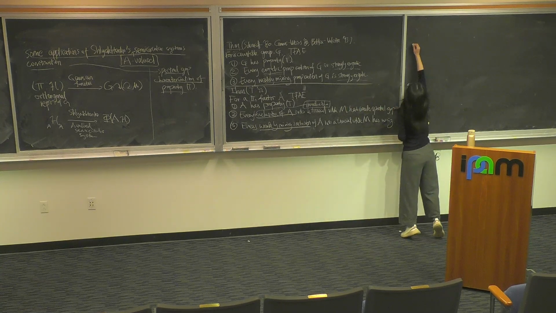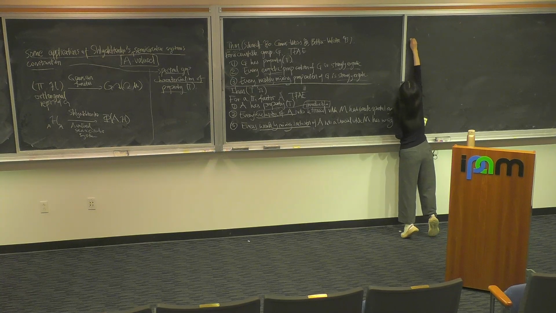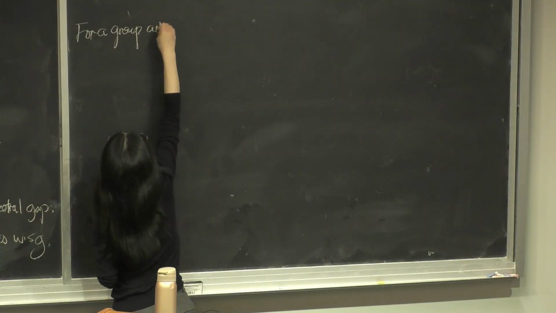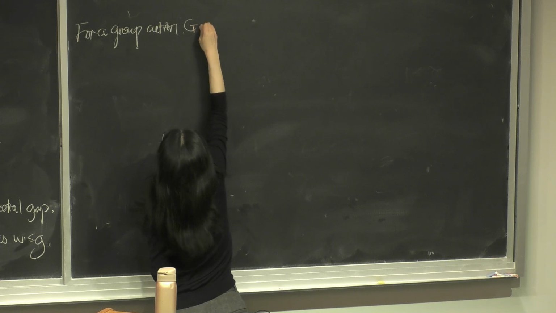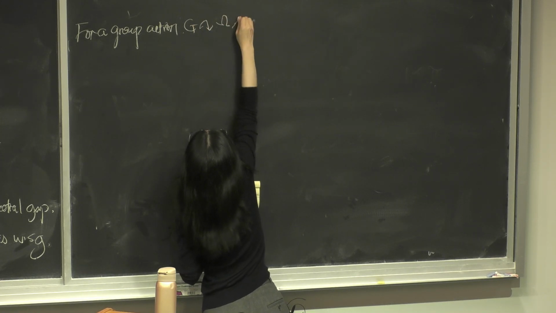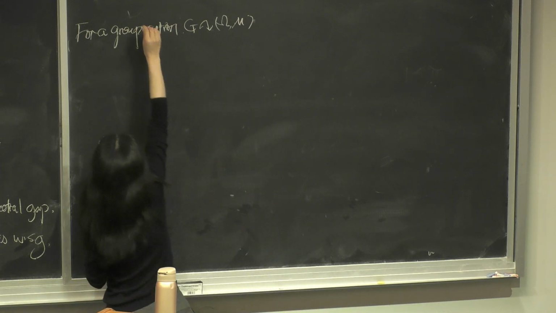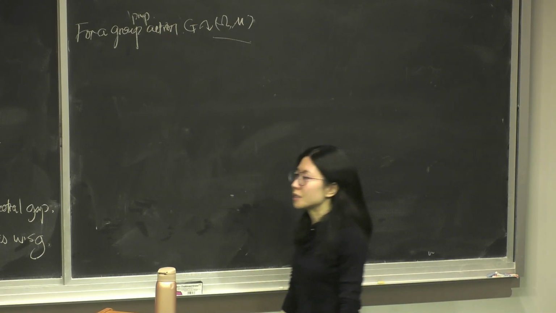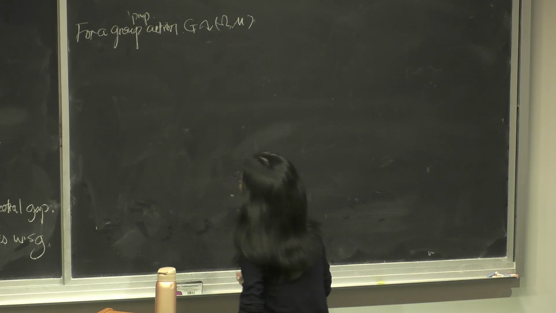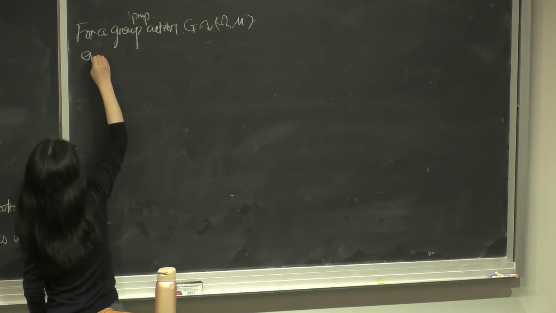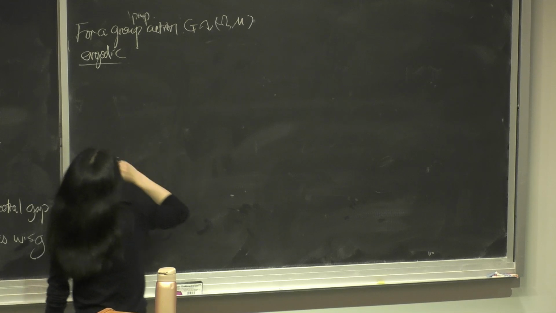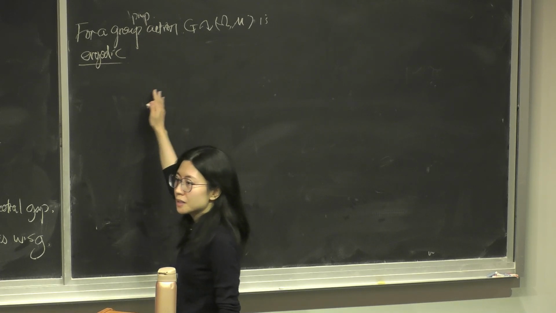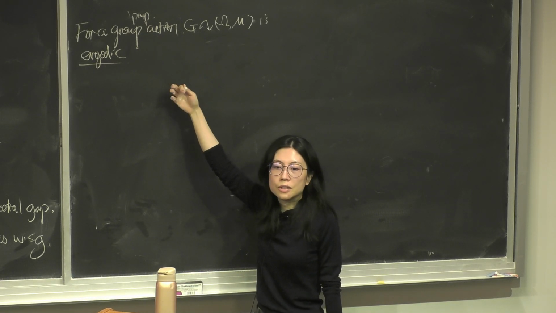Right. So for a group action G on, sorry, let me put PMP action. So you have a probability space, omega, and G is acting measure preservingly. And this is said to be ergodic if every G invariant subset of omega is null or conull.